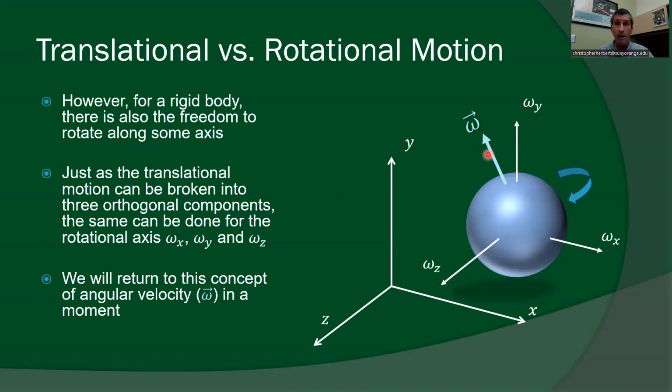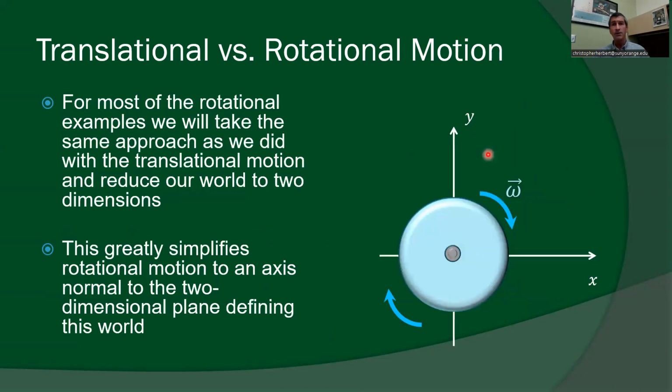In 3 dimensions, we can have a rotational axis that is some component of these 3 orthogonal directions. But that makes it rather complicated. We want to simplify our system in many cases such that we are going to change our coordinate system such that the rotation is going to be in the XY plane, and our axis of rotation, which is the direction that our angular velocity is going to point in, is going to be perpendicular to that, and thus it's going to be in the z direction.